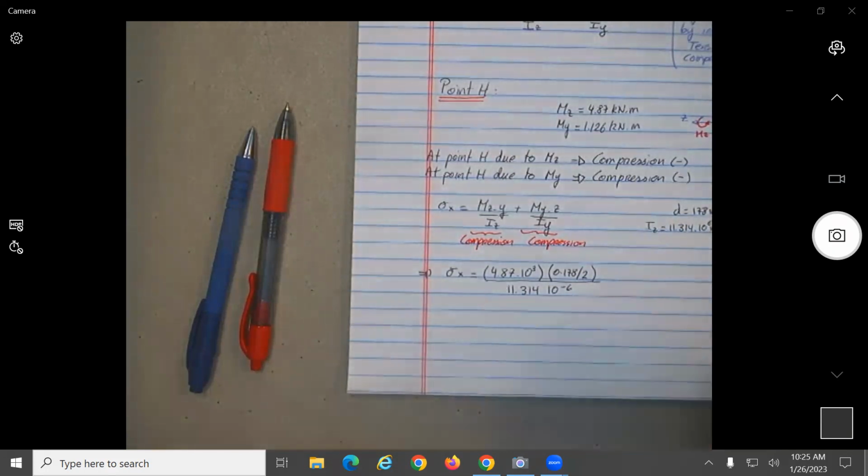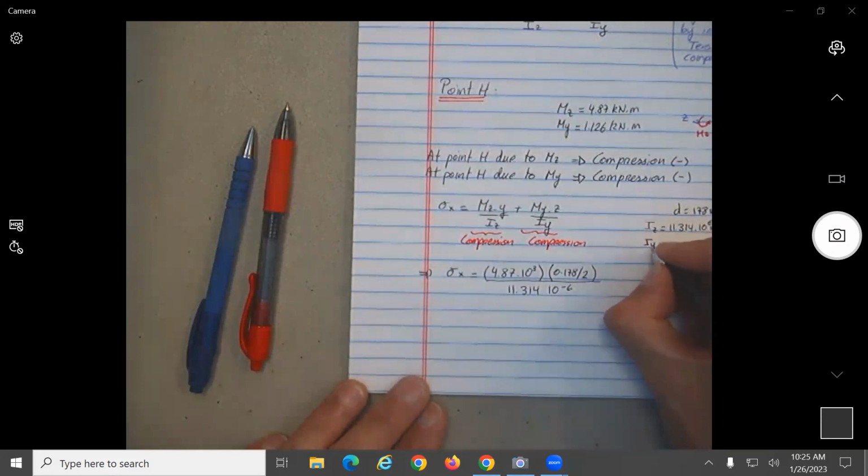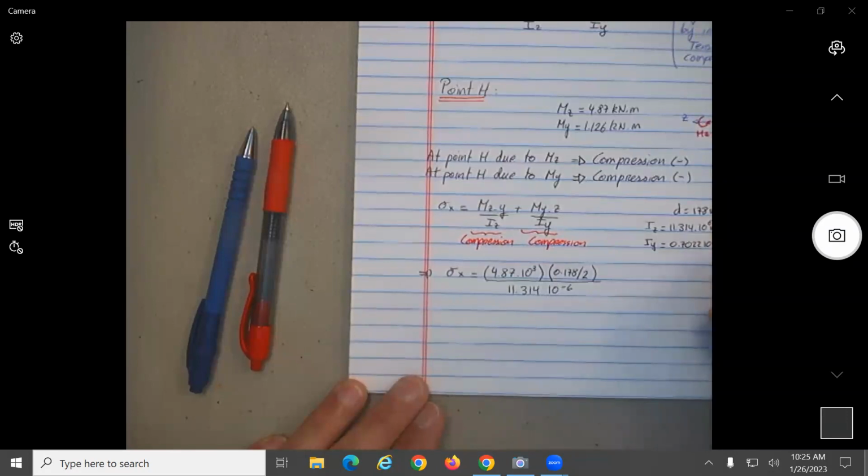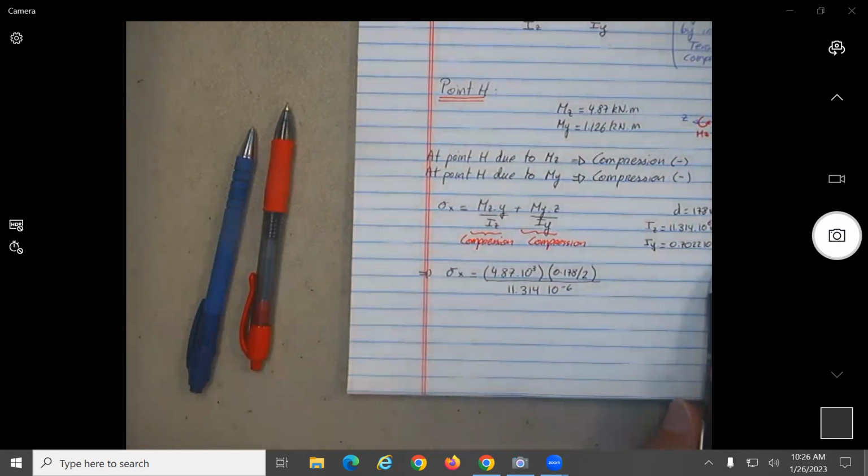And we do the same thing for IY. So what do we have for IY? I think IY is 0.7022 times 10 to the 6 millimeters to the 4. So it will be 0.7022 times 10 to the -6 meters to the 4. Basically, you understand how to do this. How do you go from millimeters to meters? 3 decimals, and you do that times 4 because it's 1, 2, 3, 4, no?